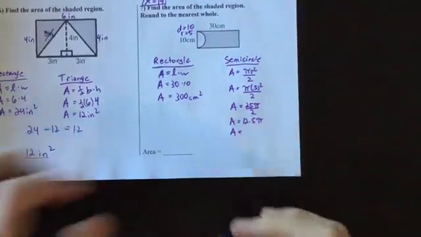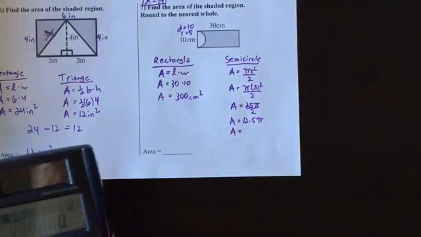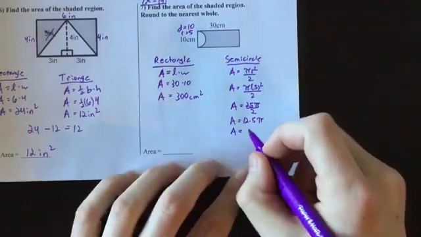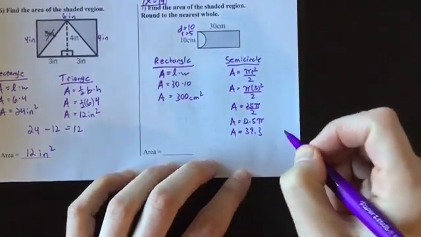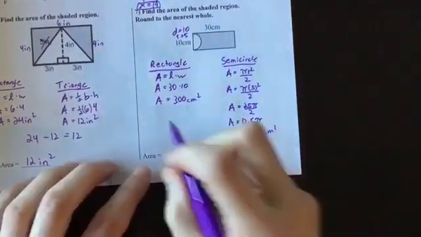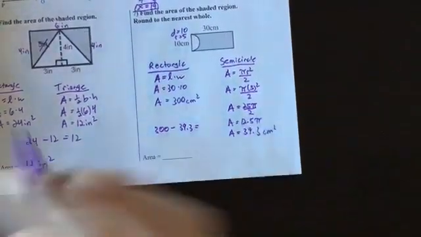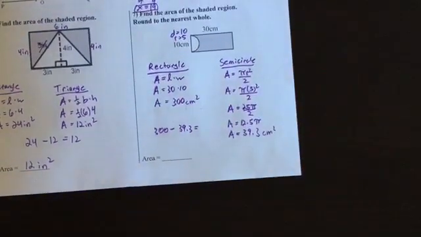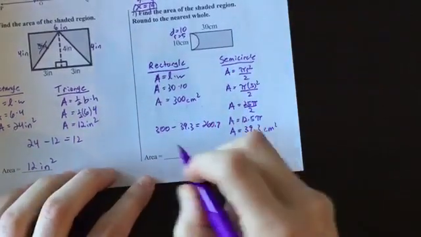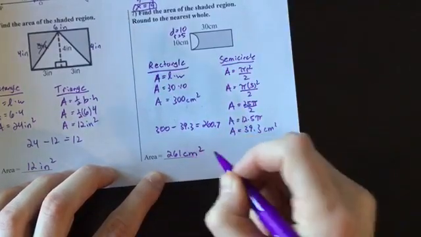And we're rounding to the nearest whole, so let's see, 12.5 times pi is going to be 39.269. I'm going to leave it to the 10th for now, 39.3, and then we'll round when we have our final answer. So let's subtract 300 minus 39.3. 260.7, so rounding to the nearest whole is going to be 261 centimeters squared.